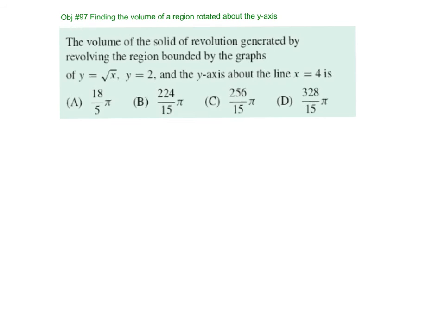All right, last problem. The volume of the solid generated by revolving the region bounded by the graph, the square root of x, y equals 2, and the y-axis, about the line x equals 4. Okay, so now we are not rotating around the y-axis, but we're rotating around a vertical line.